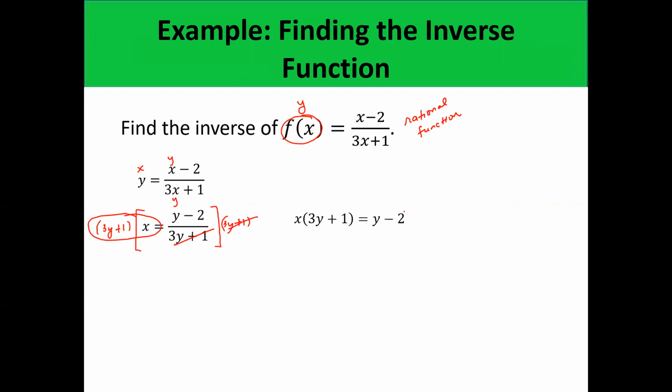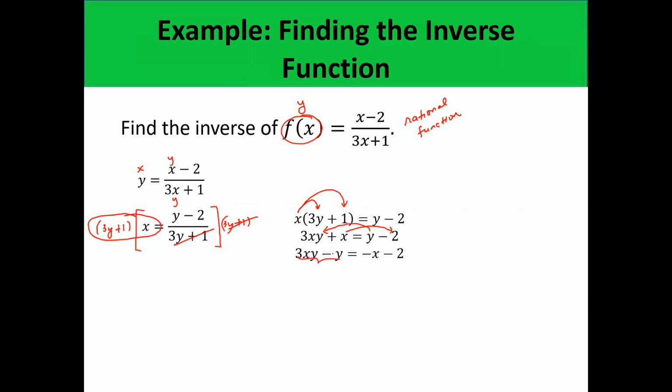That's why we have y - 2. And then x will be distributed to 3y + 1. So we get 3xy + x = y - 2. Since we're solving for the variable y, we need to group all those terms with y on one side of the equation and all those terms without y on the other side. So the y, we will transpose from right to left, and the x will be transposed from left to right. So we get the following.